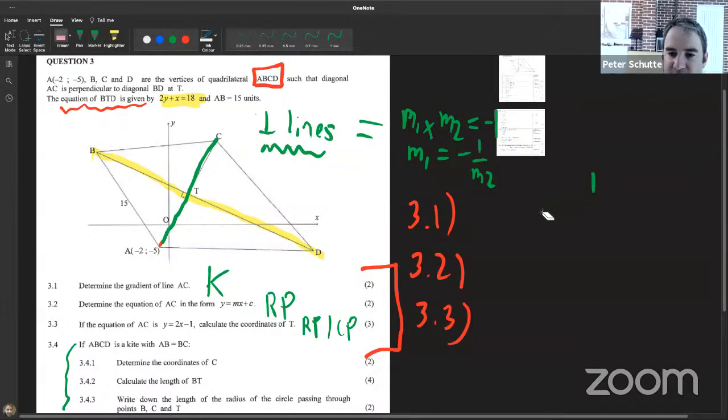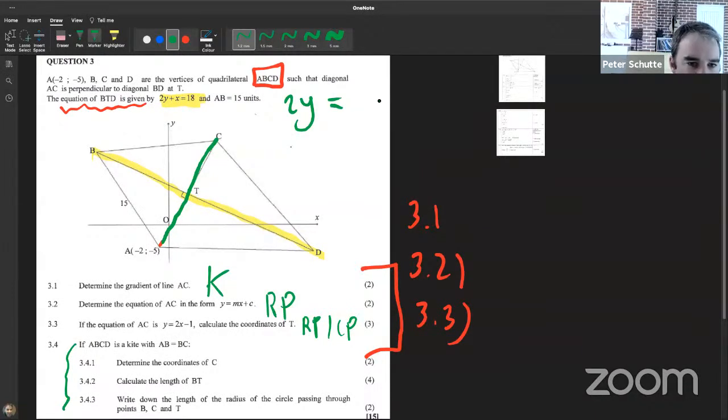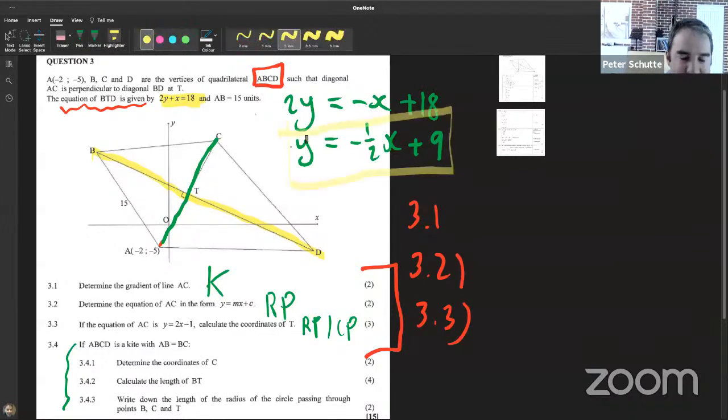So let's see if this can help us. In this question, the yellow is holding secrets, but the secrets are not clear because it's not in standard form. So I'm going to move things around and I'm going to get 2y equals -x plus 18. And then I'm going to divide both sides by 2 and I get that.